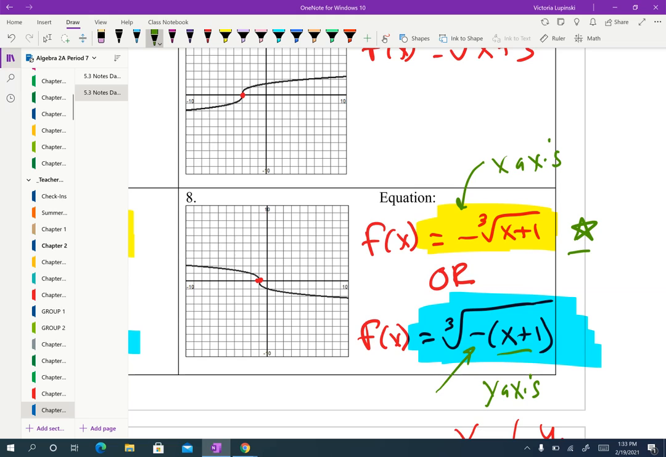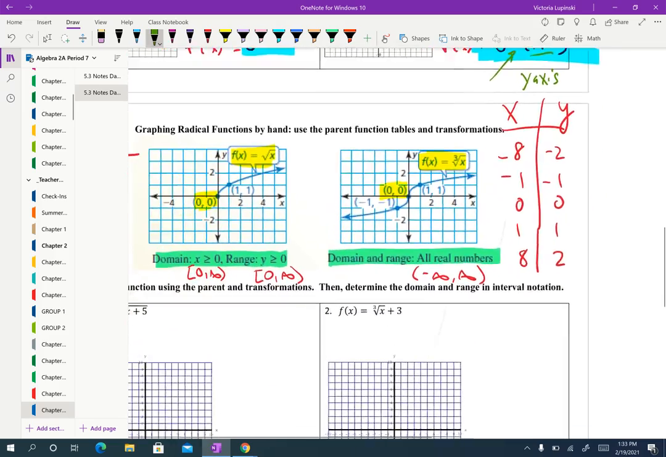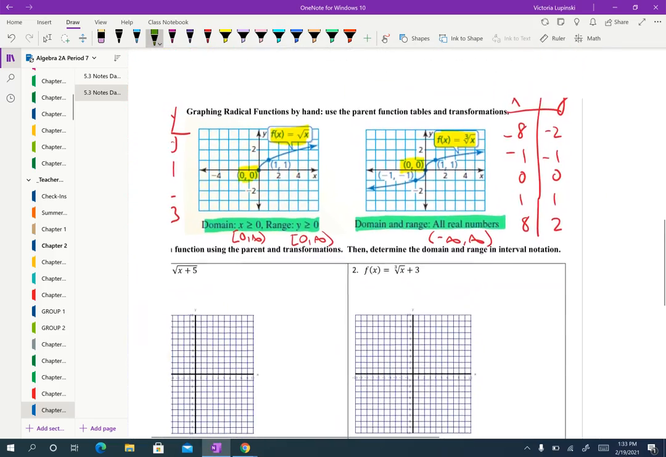So lots of practice up to this point with domain and range and equations. If you're still struggling, you should reach out to your teacher. And now, if we're going to dig a little deeper, go ahead and take a look here at the backside.